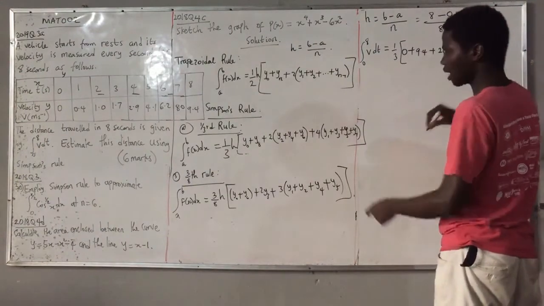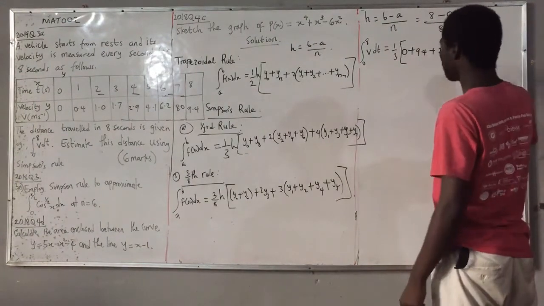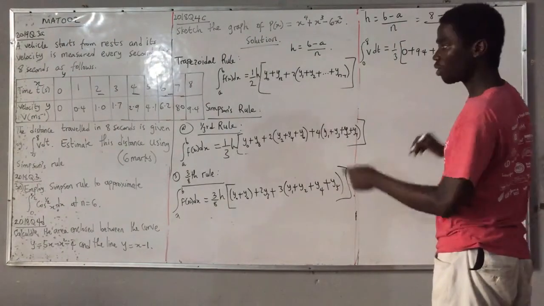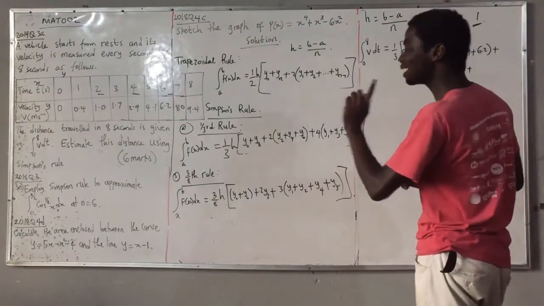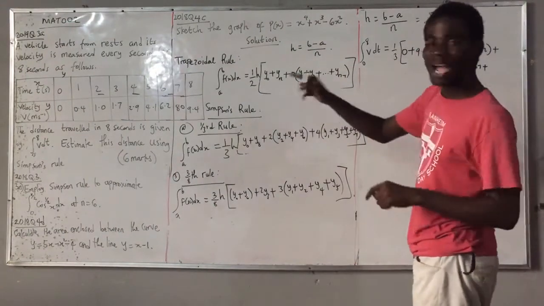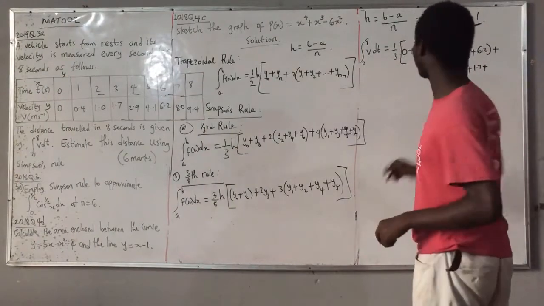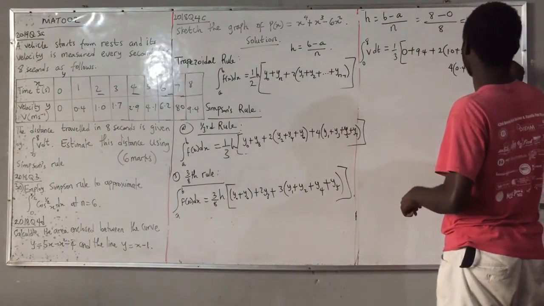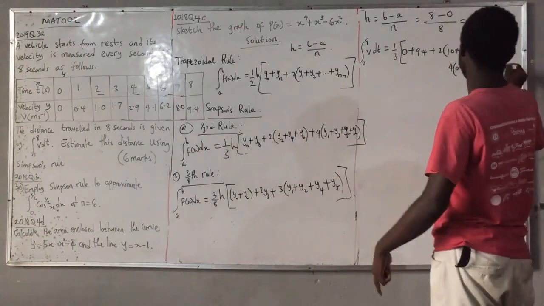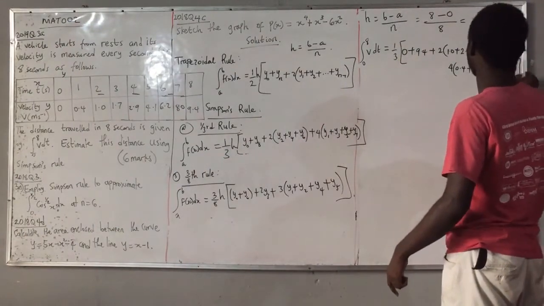Then plus, now I have plus 4 open bracket y1. y1 is 0.4 plus y3. y3 is 1.7 plus y5. y5 is 4.1 plus y7. y7 is 8.0. Then you close it.